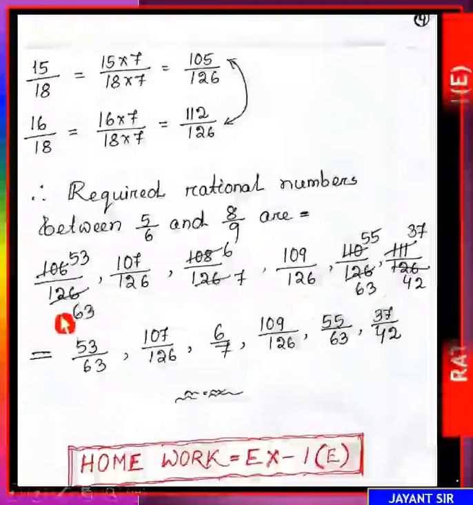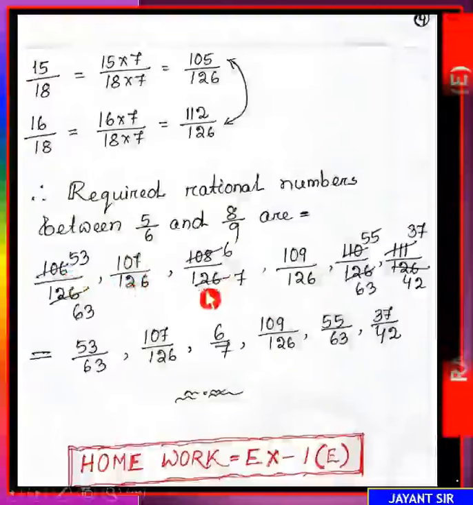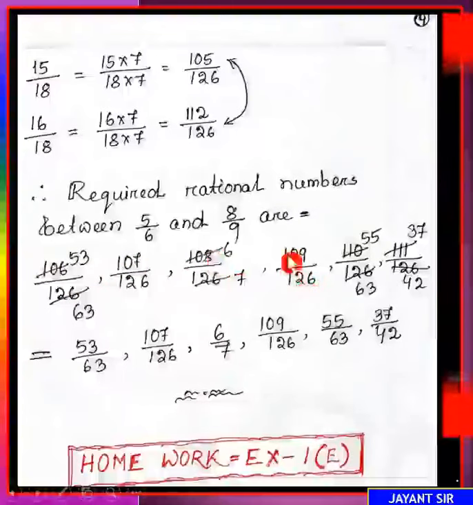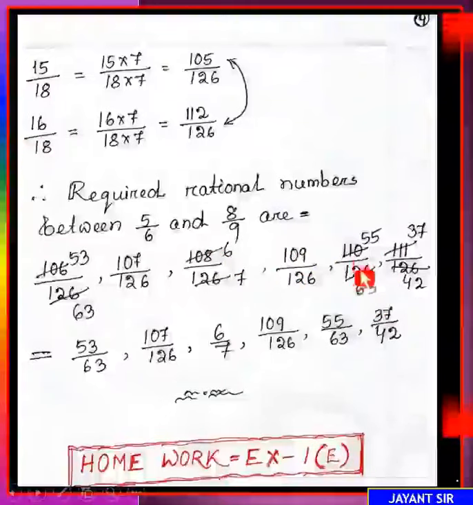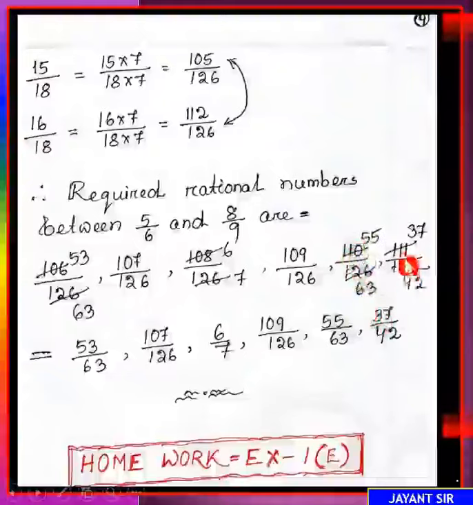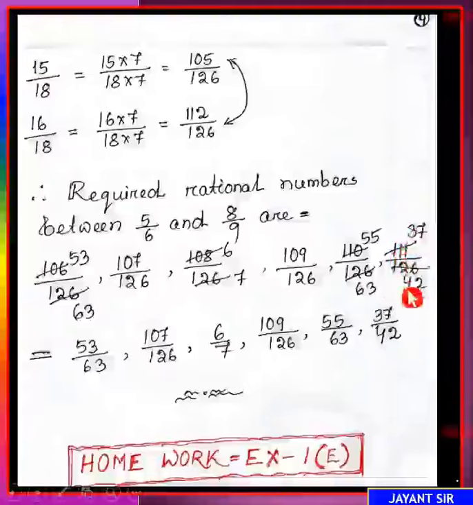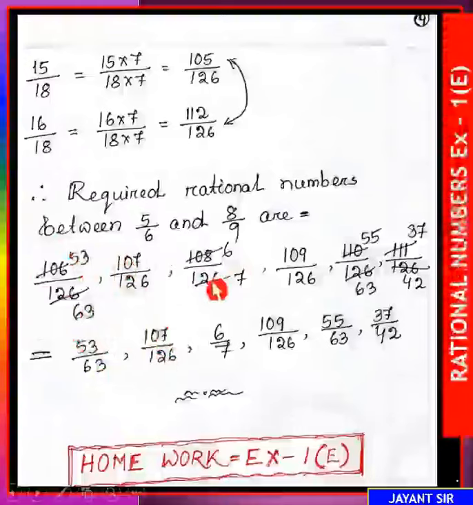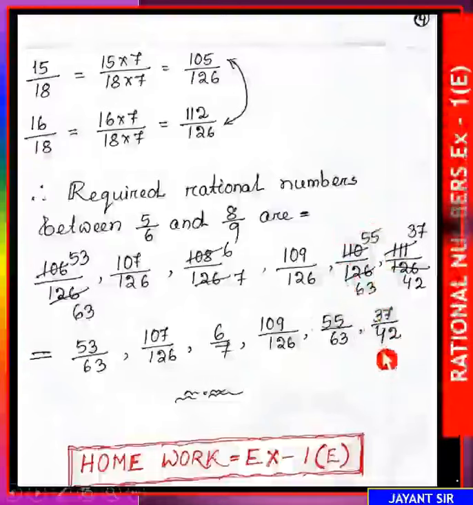Now we can reduce the ones that are able to be reduced. 106 by 126: 2 times 53 is 106, 2 times 63 is 126. 107 by 126 is not able to reduce. 108 by 126: 18 times 6 is 108 and 18 times 7 is 126, so it reduces to 6 by 7. 109 by 126 is not possible to reduce. 110 by 126 can be reduced by 2: 2 times 55 is 110, 2 times 63 is 126. 111 by 126 is not reducible by 2, but it is divisible by 3: 3 times 37 is 111, 3 times 42 is 126. So we got 53 by 63, 107 by 126, 6 by 7, 109 by 126, 55 by 63, then 37 by 42.